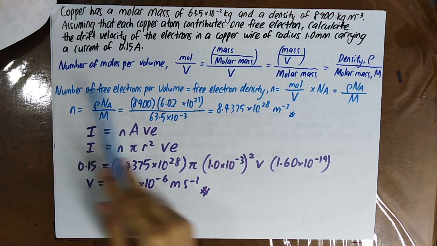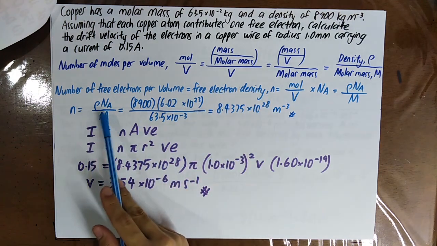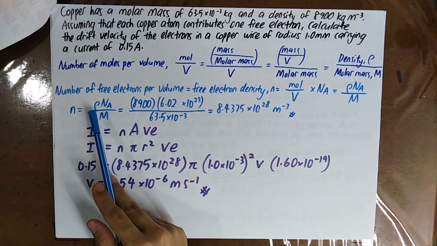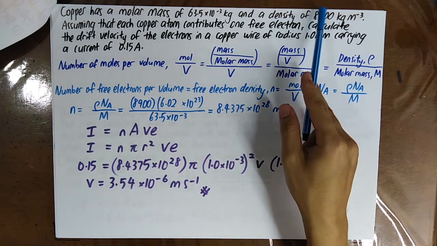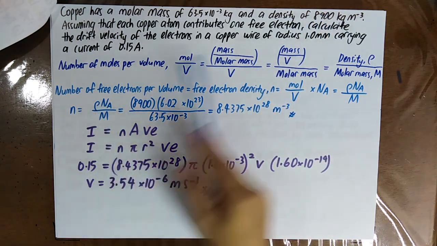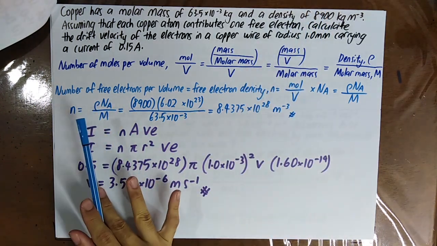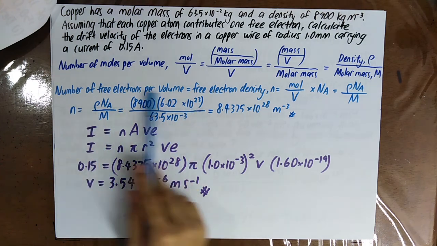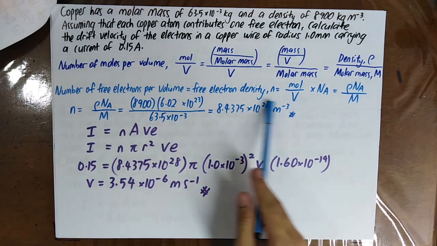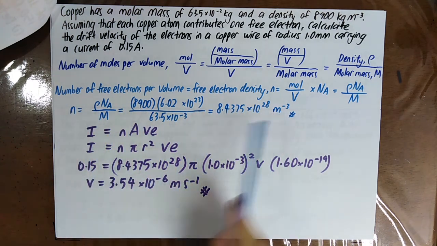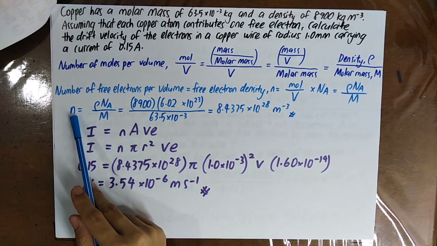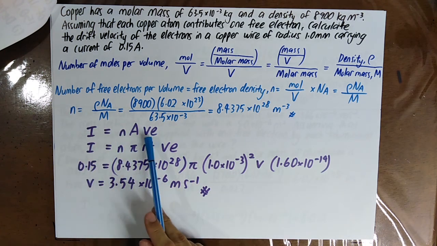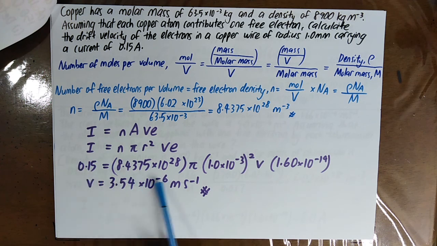You know that free electron density is equal to rho Na over m, where the rho here is the density, not the resistivity. Then you substitute everything inside, then you can get the N. And then you substitute the value of N inside I equals nAve, and finally you can get the value of the drift velocity.